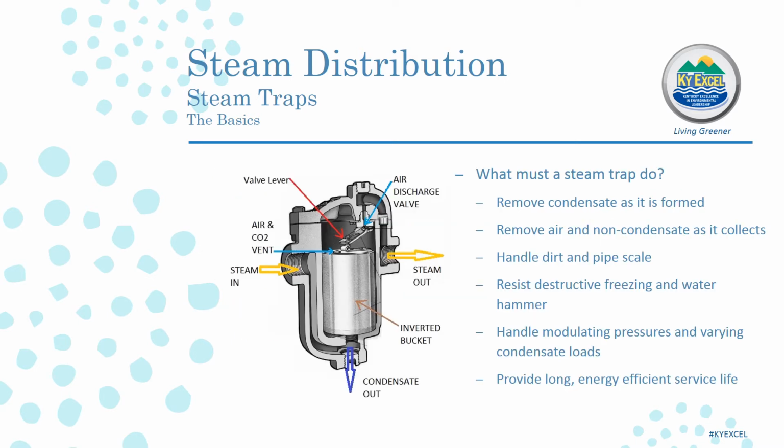You might be wondering, what must a steam trap do? The key items a steam trap must do include removing condensate as it forms and removing air and non-condensate as it collects. Other factors to consider when selecting a steam trap include its ability to handle dirt and pipe scale, resist destructive freezing and water hammer, plus handle modulating pressures and varying condensate loads. A steam trap should perform all these tasks while providing a long, energy-efficient service life.